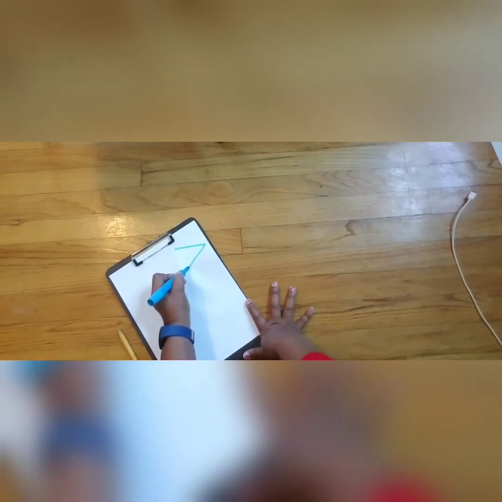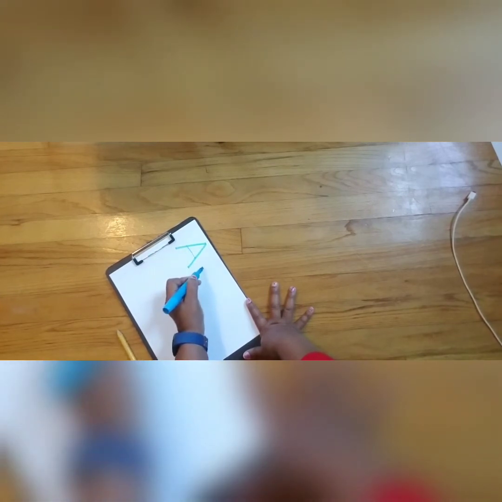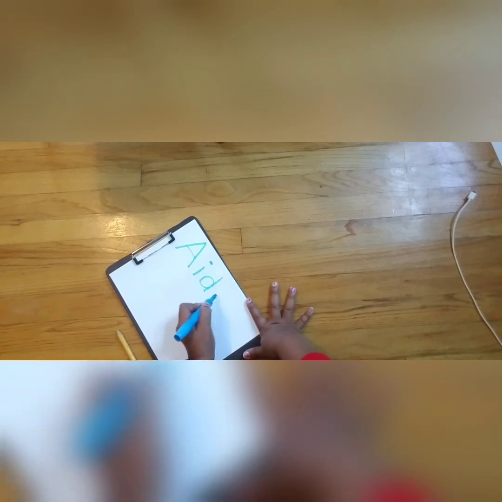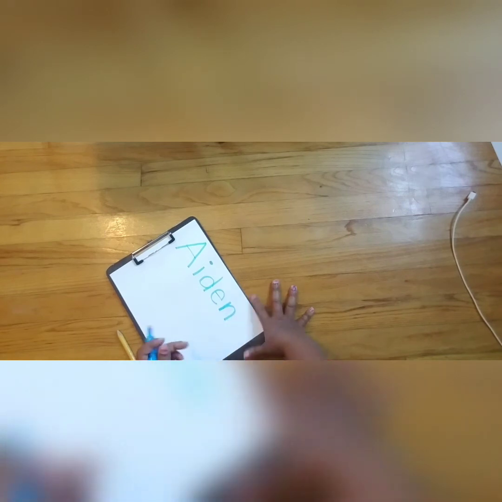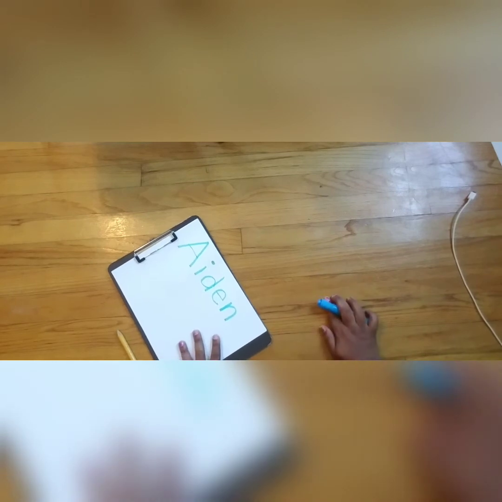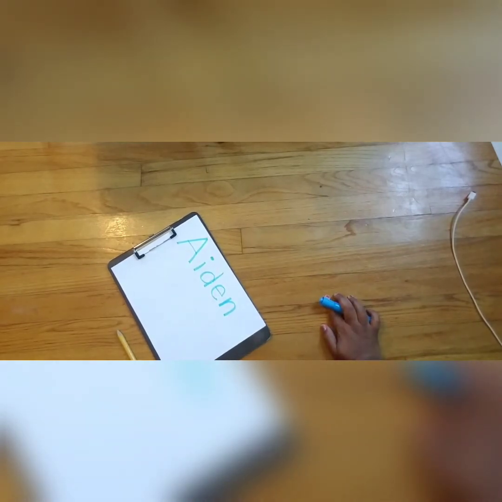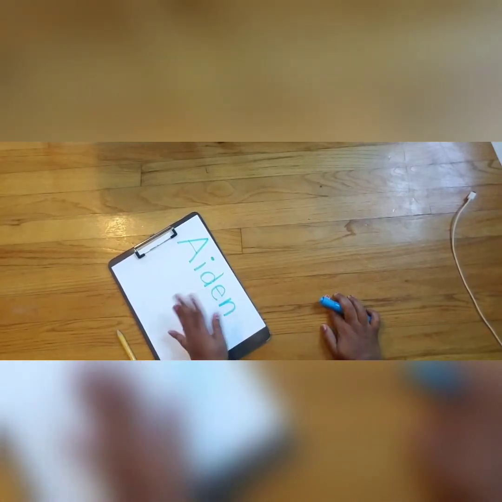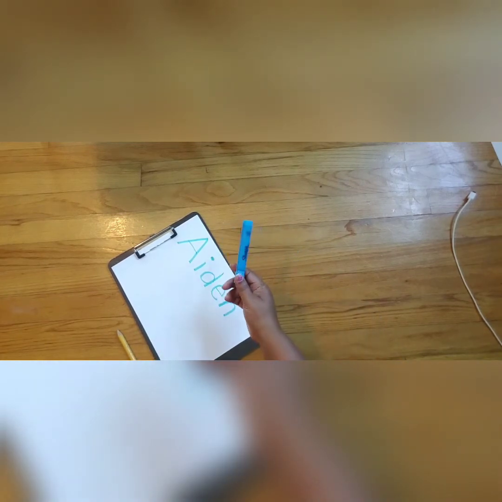And we always start with tracing. So I'm using the same name, A-I-D-E-N. And I like the highlighter because it's just so much easier than sitting there dotting. If you don't have a dot font on your computer, this is a real easy way to do this. So use a highlighter. If you don't have a highlighter, use like a marker that's like yellow or something. You could even use a pencil and have them trace it with a crayon.